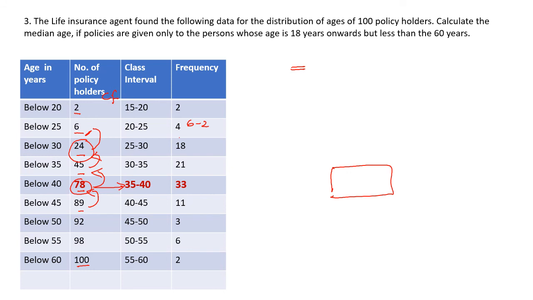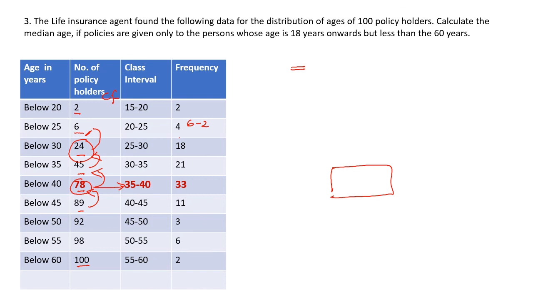Here just observe the data. Here we can find age in years, that is below 20, below 25, below 30, below 35, they represent the upper limit. When we observe very carefully the policy holders 2, 6, 24, 45, 78, 89, we find that it is uniformly in ascending order and increasing. So this is not frequency, but actually cumulative frequency is given.